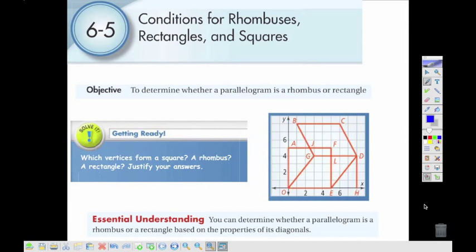This section is mostly looking at the converses of the last section. These are things, if we know that these are true about some certain shapes, then we'll know for sure that they're rhombuses or rectangles or squares. So we're going to learn tests to determine whether a shape fits these different categories. Mostly we can look at the properties of diagonals if we already know that it's a parallelogram.